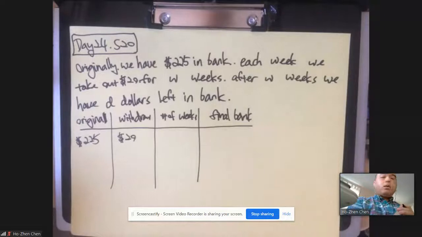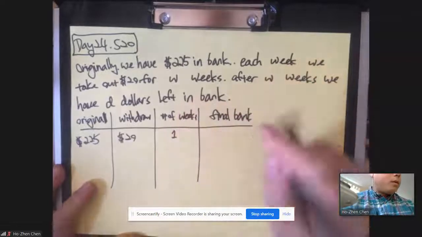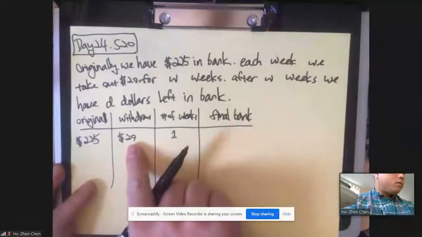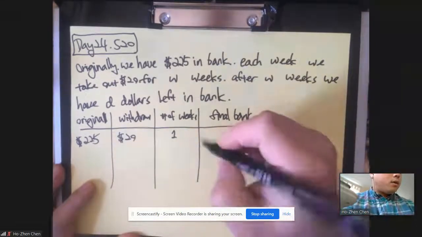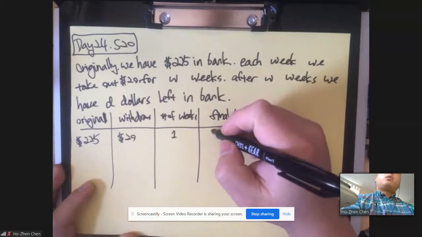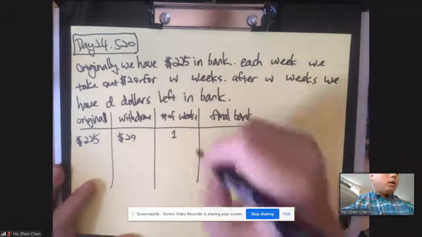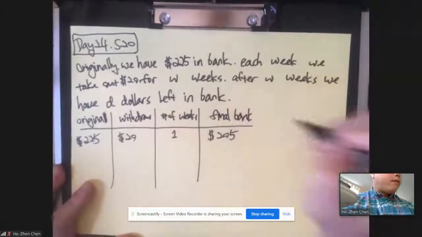Let's think about before we start. Actually, the first week before we start is zero. We'll talk about it in later slides. So after 1 week, we took out $20 from 225, leaving us with 205 remaining.